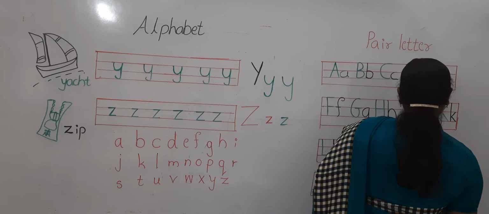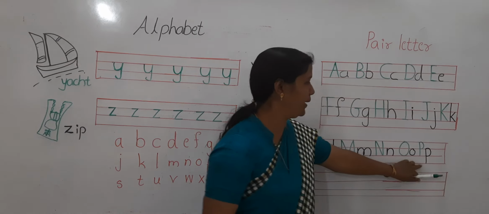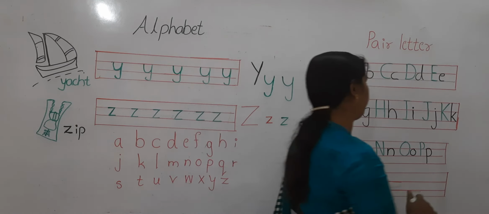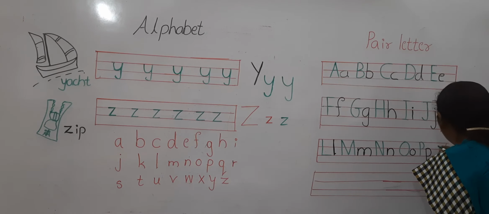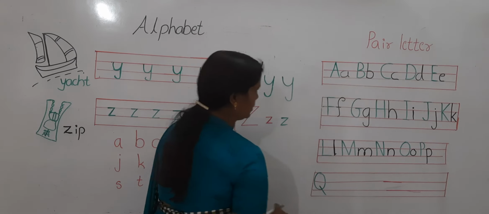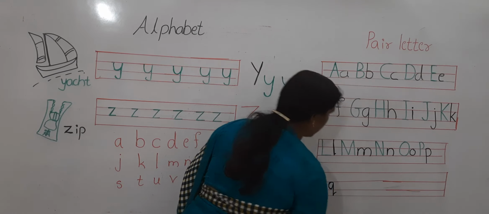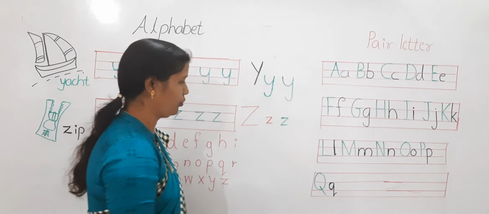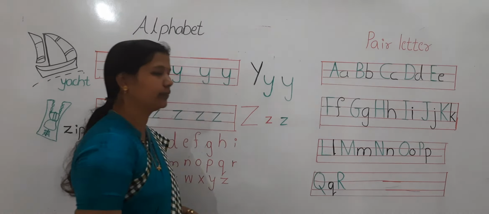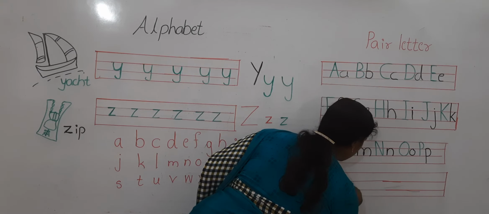This is letter O after letter P. This is small letter P. This is the capital letter P and this one small letter P. Yes, letter P after letter Q. Q. Yes, letter Q after small letter Q, capital letter Q and small letter Q. Yes, Q after letter R. Yes, this is the capital letter R and this one small letter R.